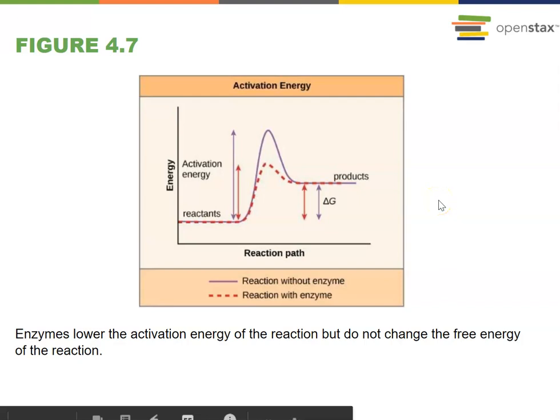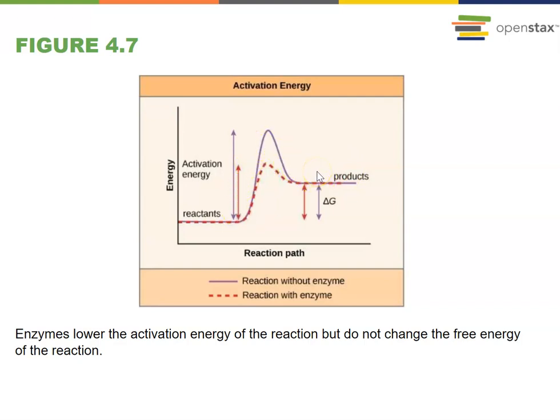Whenever we talk about metabolism, we need to talk about enzymes. And hopefully you remember that enzymes are proteins. Here are the reactants, the things that we're putting in. Here are the products, so we're changing our reactants to something else. This purple line is the amount of energy that you need to put in in order to go from reactant to product.